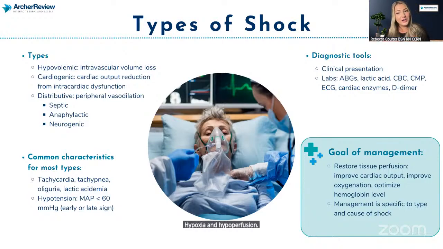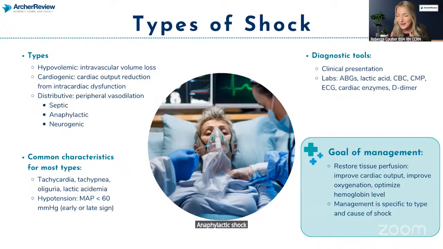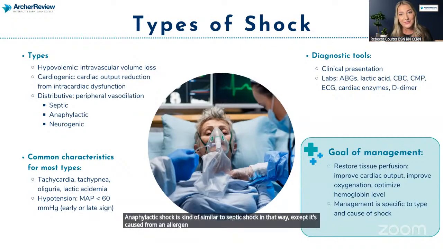And then our third category of shock is distributive shock. And this is where we're seeing a lot of that peripheral vasodilation. And that's what leads to that tissue hypoperfusion. So we can see this in septic shock, because with sepsis, we've got an infection, massive inflammation, and that's where we see that massive vasodilation and increased capillary permeability. Anaphylactic shock is kind of similar to septic shock in that way, except it's caused from an allergen, but we're getting that massive vasodilation and an airway concern.